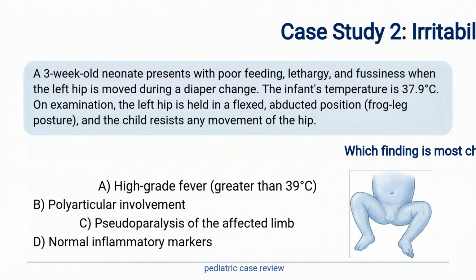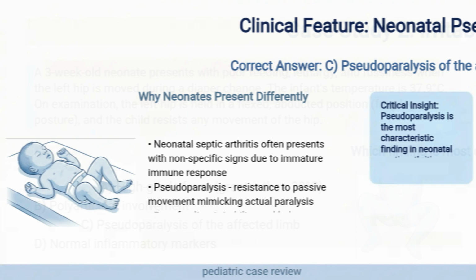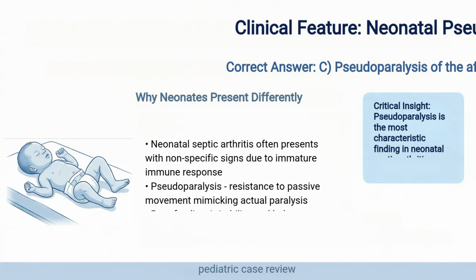Option A, high-grade fever greater than 39 degrees Celsius. Option B, polyarticular involvement. Option C, pseudoparalysis of the affected limb. Option D, normal inflammatory markers. The correct answer is option C, pseudoparalysis of the affected limb. Neonatal septic arthritis often presents with nonspecific signs due to the immature immune response. Pseudoparalysis is the most characteristic finding and refers to the resistance to passive movement that mimics actual paralysis.